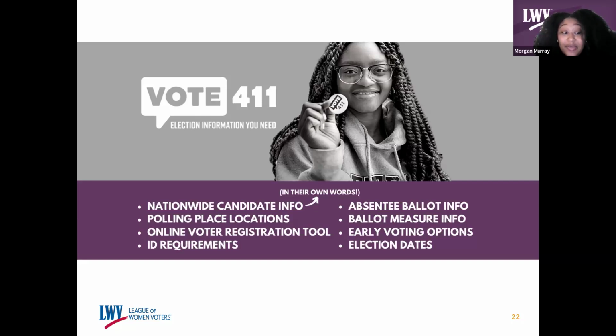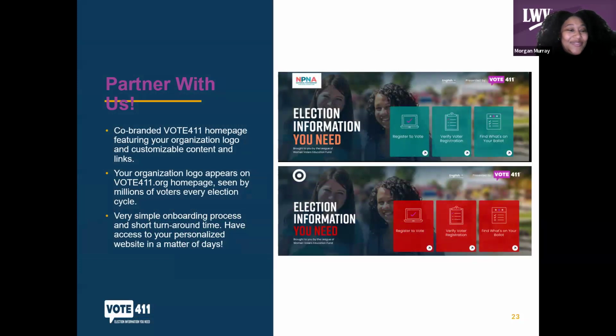They can find their polling place, make a voting plan, and find out what's on their ballot, from candidates to ballot measures. They can also compare candidates in various federal, state, and local races, and review voter guides and watch candidate debate videos. So vote411.org also serves as a means of combating mis- and disinformation by being a trusted resource of nonpartisan voting information.